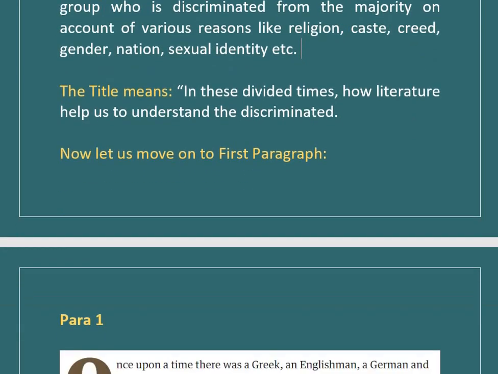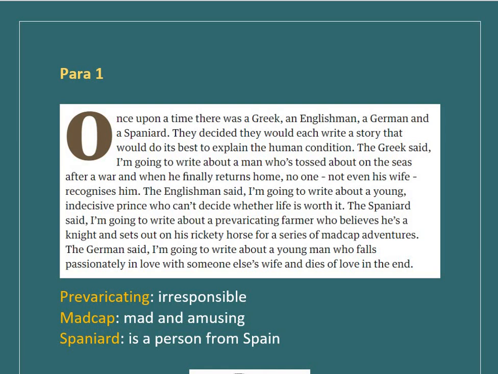Now let us move on to the first paragraph. Once upon a time there was a Greek, an Englishman, a German, and a Spaniard. They decided they would each write a story that would do its best to explain the human condition, the condition of human beings. The Greek said, I am going to write about a man who is tossed about, thrown about on the seas after a war, and when he finally returns home, no one, not even his wife, recognizes him.